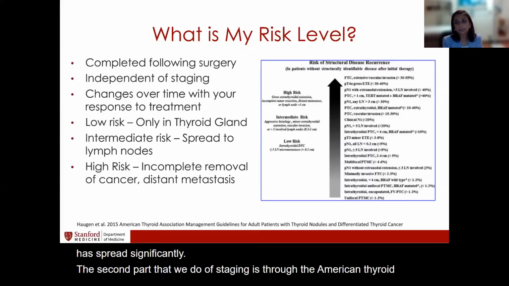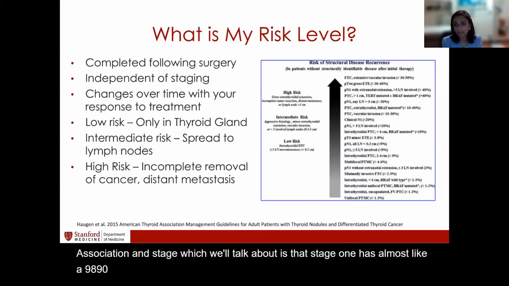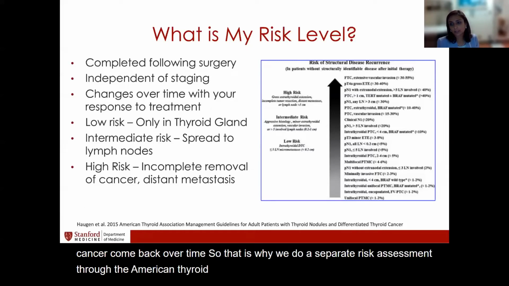And stage, which we'll talk about, is that stage 1 has almost like a 98-99% survival rate at the 5-year mark, but you can actually still have the cancer come back over time. So that is why we do a separate risk assessment through the American Thyroid Association. And you'll hear your endocrinologist talk about 3 risk statuses.